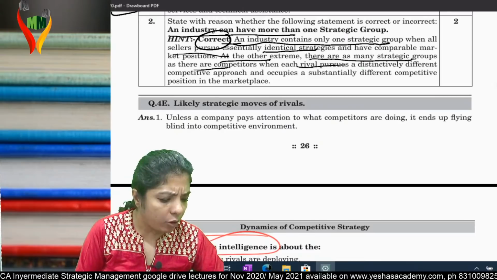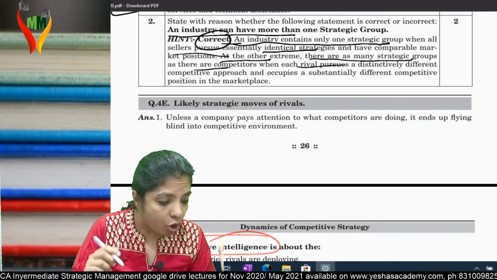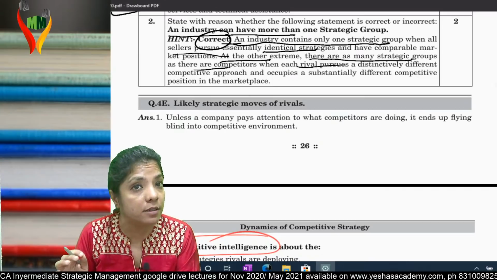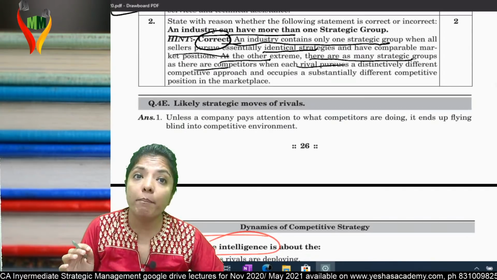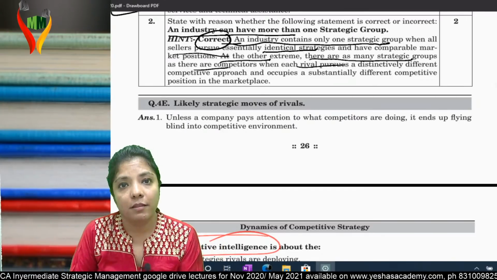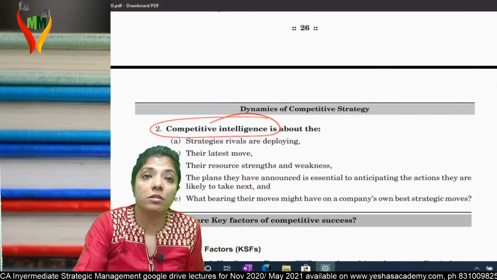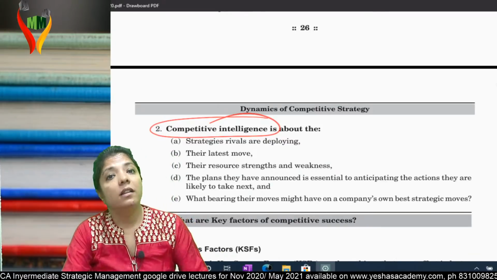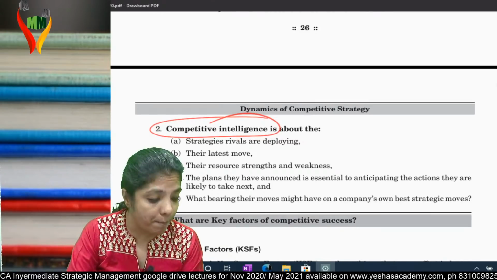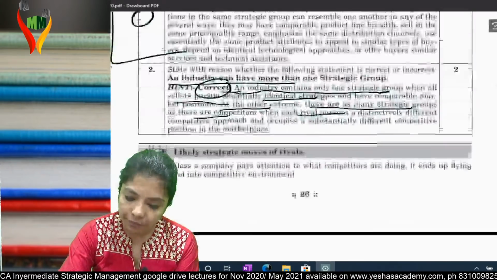Simple, we know the meaning of the term competitive intelligence. Boss, competitive intelligence means keeping an eye on your competitors. What strategies are they going to deploy? What are the latest resources, latest moves, their strengths, their weaknesses, what plans have they announced? What am I doing? I am keeping an eye on the competitors. Am I clear? Can I go ahead?